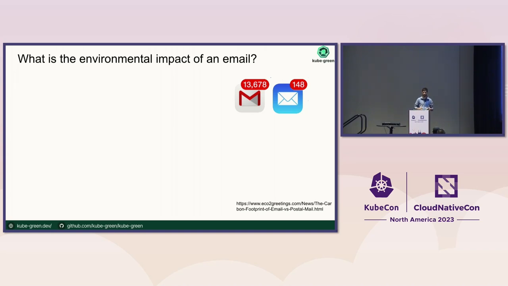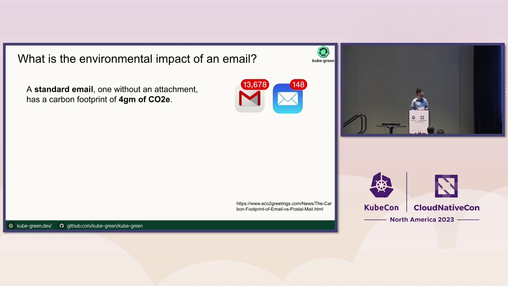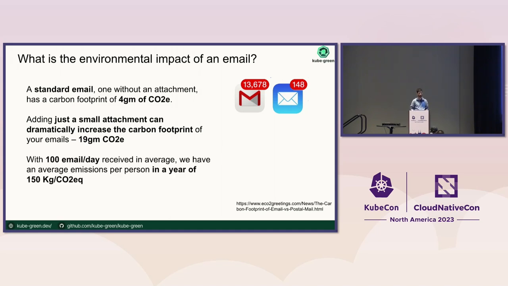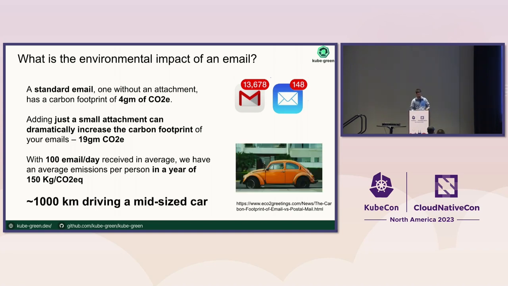But let me talk about a much smaller example, something that we use every day in our working and private life: email. What is the environmental impact of sending an email? A standard email produces a carbon footprint of 4 grams of carbon, and this is without an attachment. If we add an attachment, we arrive at 19 grams of carbon. On average, every person receives 100 emails every day. This means that every person in 1 year produces 150 kilos of carbon, which is more or less like driving a mid-sized car for 1,000 kilometers. So it's really interesting how sending and receiving email can impact our environment.